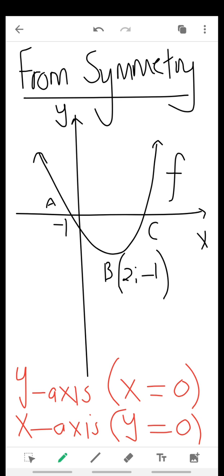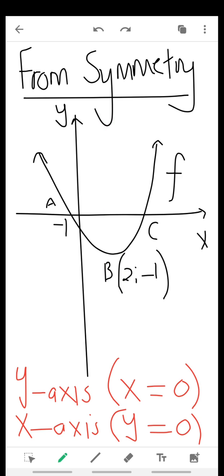Now next up, I want us to look at an example where we are given that this is the parabola f. It's smiling. So what do we know? This is point A, this is point B, the turning point, and this is point C, the x-intercept. So A and C are the x-intercepts. What conclusion can we draw from the axis of symmetry? If this is the axis of symmetry, then the distance from A up to B will be equal to the distance from B to C, because this is symmetrical.